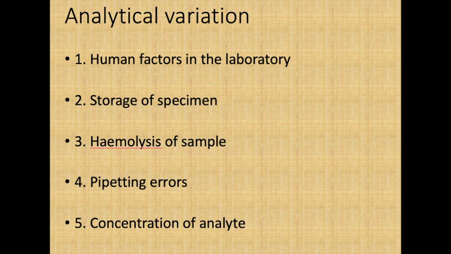Analytical variation relates to what happened to the specimen when it reaches the lab. We have human factors to be considered, how the specimen is stored. For example, a specimen that is analyzed within a short time after the sample is taken is likely to yield a different result to a specimen that is stored for a day or two.